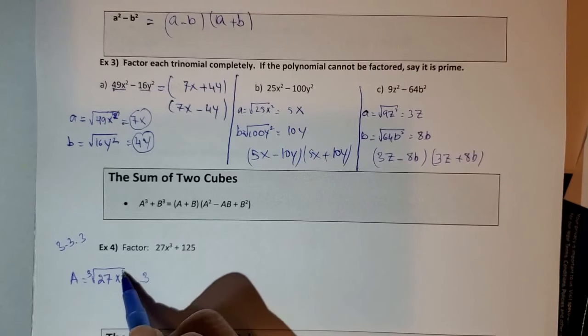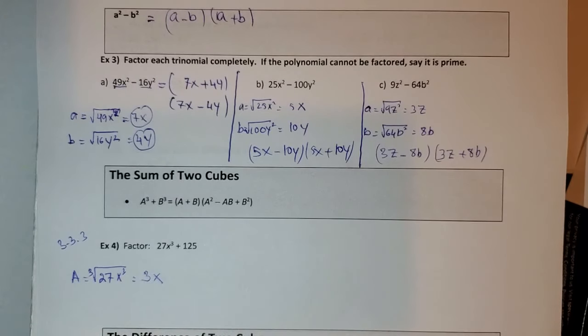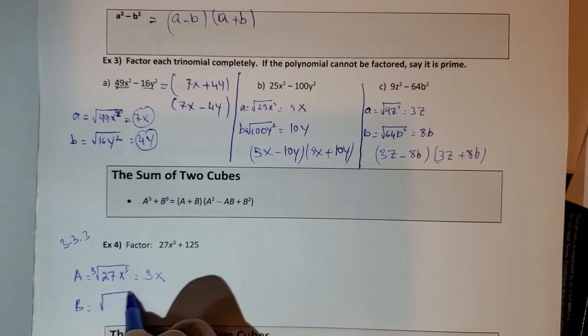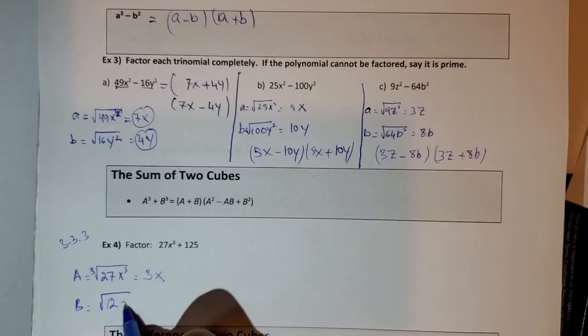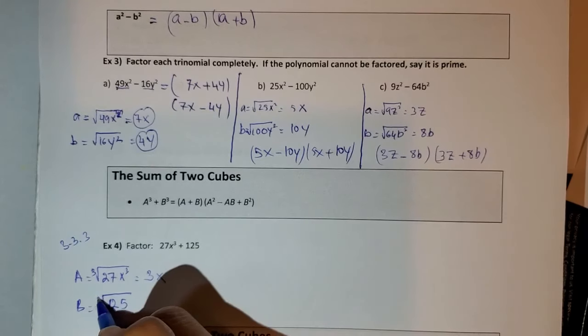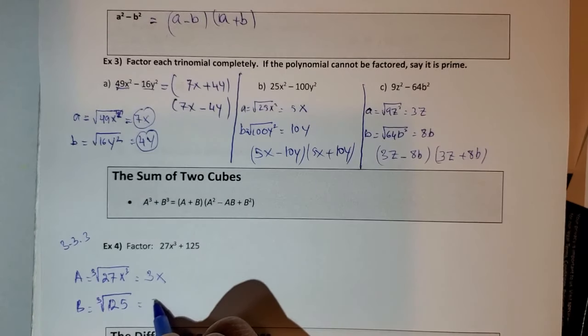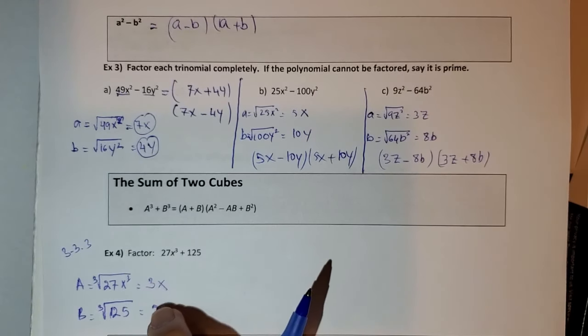Again, the cube root and the power 3 here, we can cross out, so that's just x. Now my b here is the cube root of 125. So we try to find what number multiplied by itself 3 times gives you 125. This is cube root, not square root. That is 5, because 5 times 5 times 5 is 125. So my a is this, my b is this.